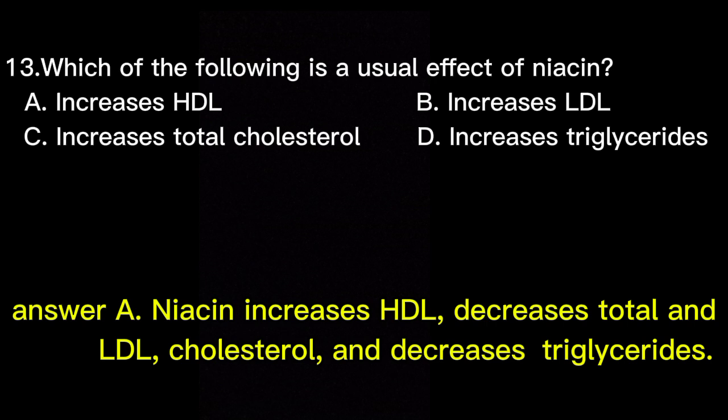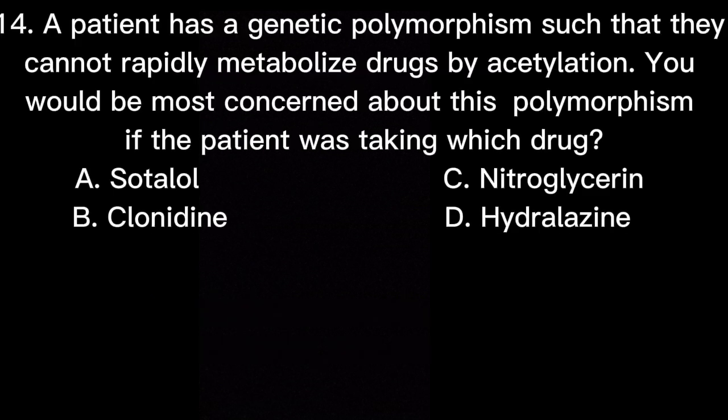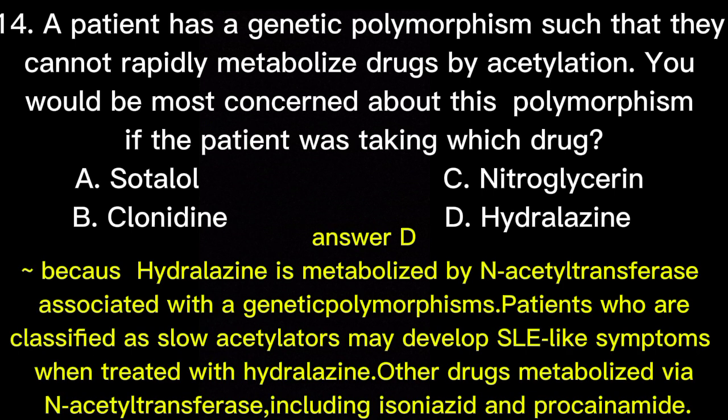Question number 14. A patient has a genetic polymorphism such that they cannot rapidly metabolize drugs by acetylation. You would be most concerned about this polymorphism if the patient was taking which drug? A. Sotalol. B. Clonidine. C. Nitroglycerin. D. Hydralazine. Answer D. Because hydralazine is metabolized by N-acetyltransferase.